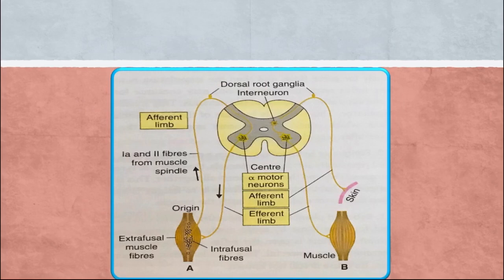This fiber, say, we did the stretching through the intrafusal fiber, 1A and 2 fiber, they are carrying the sensation. This is the afferent limb of the reflex arc, and what it is doing, it is making the alpha motor neuron, this is the alpha motor neuron, to activate and contract the extrafusal fiber. So this is the efferent limb of the reflex arc. This is afferent and this part is efferent limb. Okay, efferent limb.